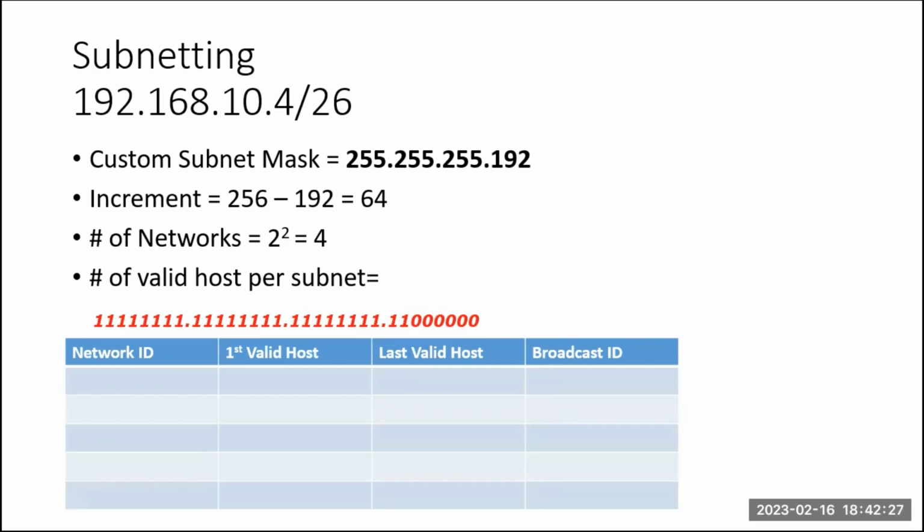So the valid hosts per subnet is going to be equal to 2 to the 6. But we have to take out 2 of them. One is going to be reserved for the network ID. One is going to be reserved for the broadcast ID. So it's that number minus 2. So 2 to the 6 is what? 64. Minus 2. So you'll end up with 62.